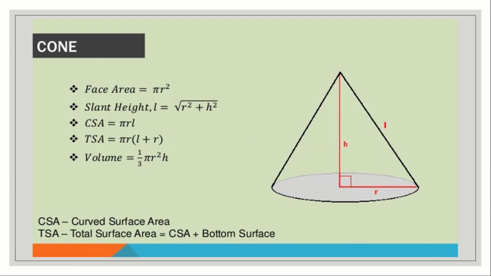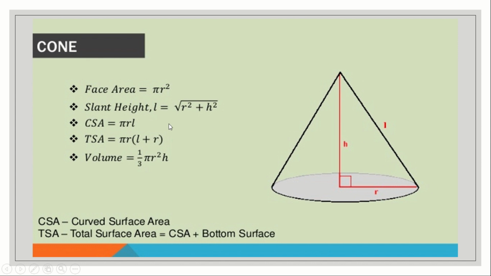Next, the very important geometrical shape is cone. Here the face area, again the area of the face is pi r square because it has a circular shape. Next, slant height. Only for the cone or frustum of a cone we will get this slant height. Slant height is given by l is equal to square root of r square plus h square, exactly like the Pythagoras theorem. Here you can see it is a right circular cone.